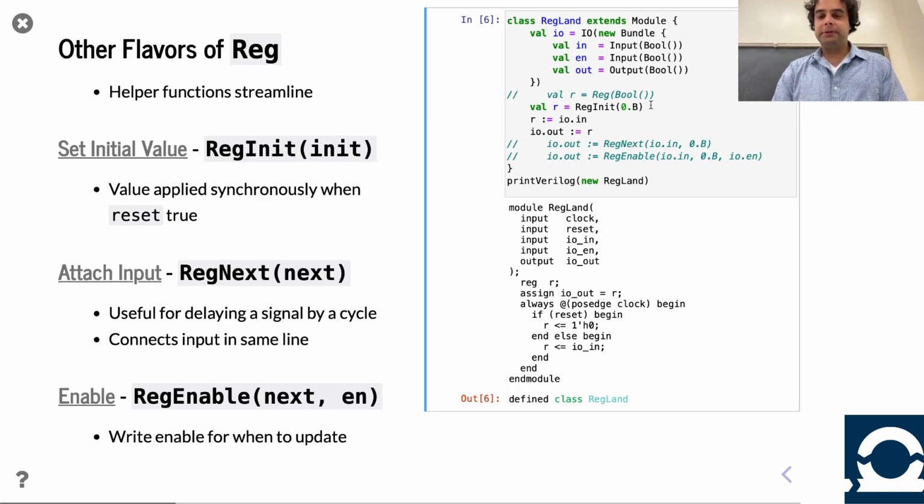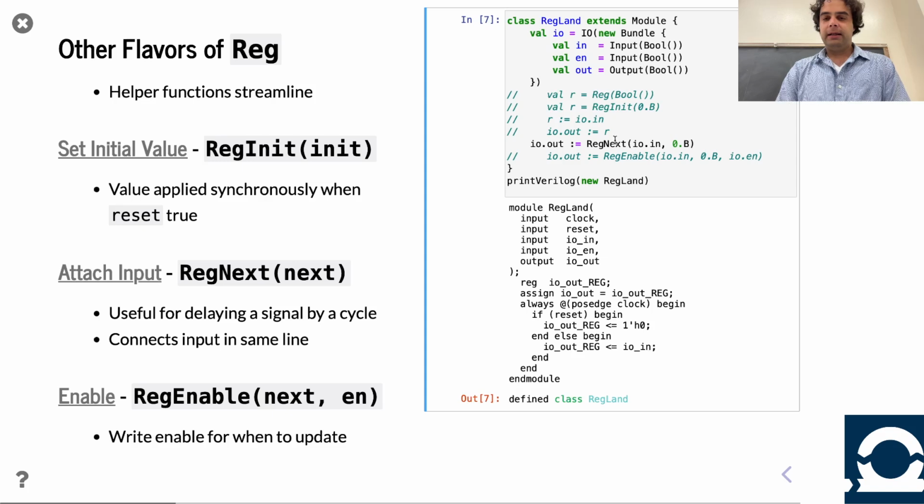Okay, well, what about these other options? What if I instead wanted to use RegNext? Notice how RegNext gives you the reset behavior. It's also kind of handy because instead of declaring input and output, the input goes in here, the output goes here. So instead of having 3 lines, it's 1 line. That's a small little way to make it a little tidier.